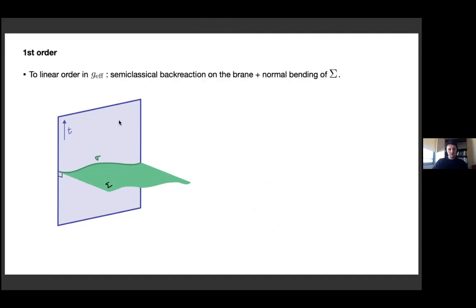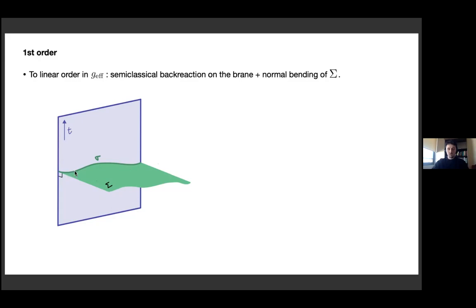Okay, so to next to leading order in the effective coupling, there are two effects that one needs to take into account in order to extremize this big sigma in the 4D bulk. The first one is the semi-classical backreaction of the CFT on the brane. And the second one is related to the first correction coming from the normal derivative of the volume of small sigma in a direction orthogonal to the brane.